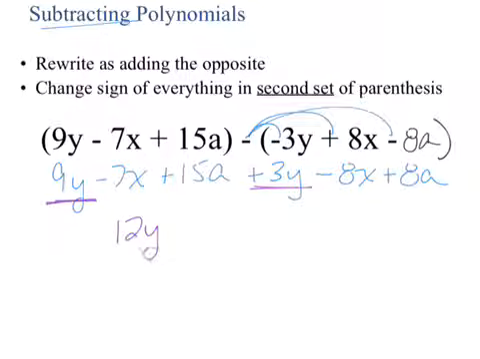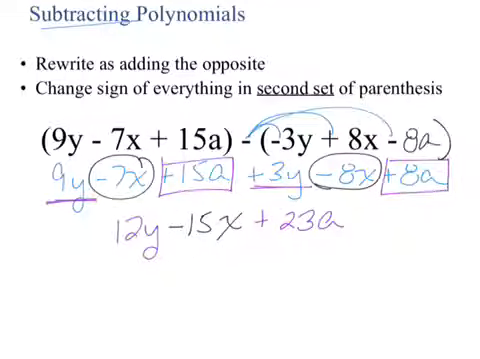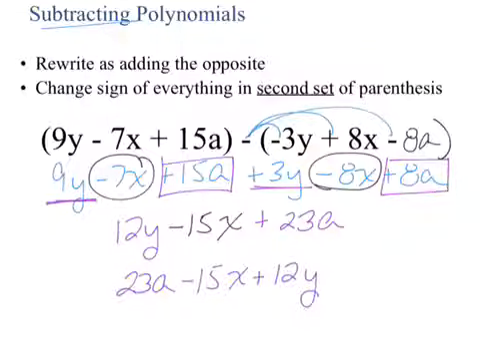12y. Minus 7x minus 8x is minus 15x. Plus 15a plus 8a is plus 23a. Put these in order. 23a minus 15x plus 12y. Since each of these terms has a degree of 1, we're going to put them in alphabetical order.